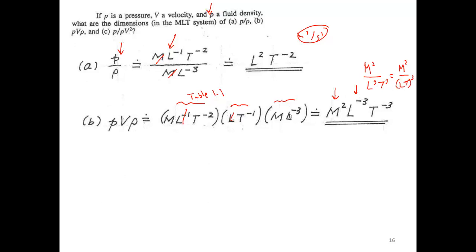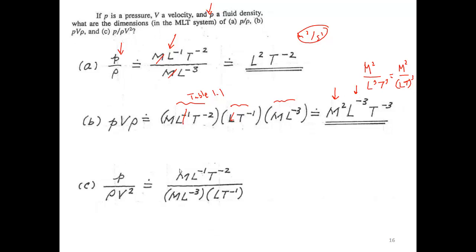It's more compact. And then the last one, part C, is P over rho V squared. And we will see why I like this example later on in chapter 3, because these are some of the terms that you will be seeing in Bernoulli's equation. So again, P is M L negative 1, T negative 2. Then we have density, mass over volume, and then we have V squared, which is L T minus 1.